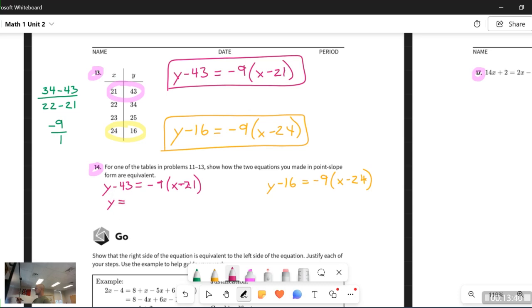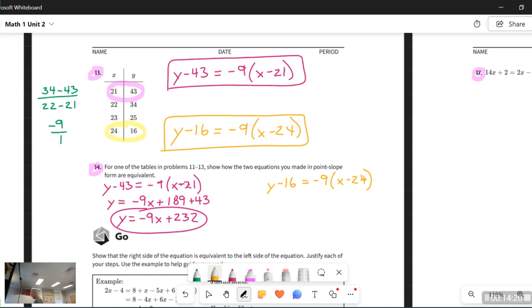Y is equal to negative 9x plus 189 plus 43. Bear with me one moment so I can grab a calculator. All right, so when we go through, we get back here: y is equal to negative 9x plus 232. All right, great. We're going to hold on to that.